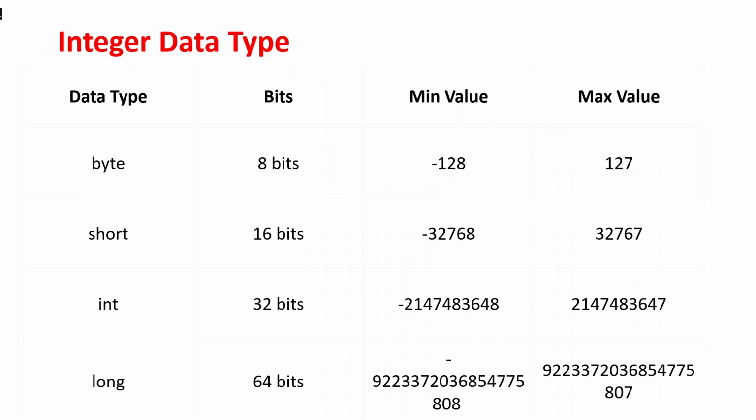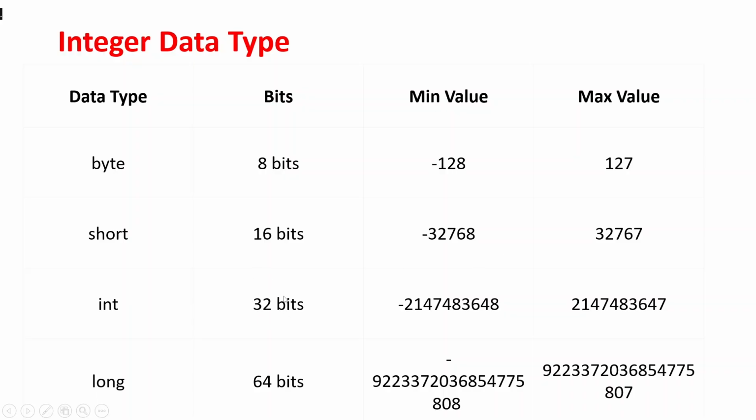So the first data type is integer data type. Integer data type consists of byte. It takes 8 bits of memory and the minimum value of byte is -128 and the maximum value it can store is 127. The next data type is short and it takes 16 bits of memory and the minimum value of short is -32,768 and the maximum value of short is 32,767.